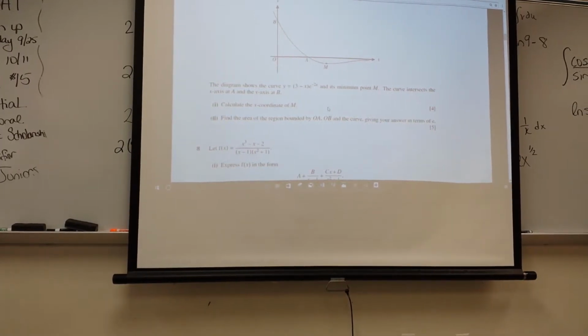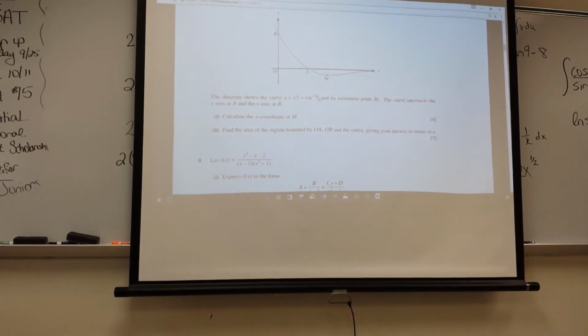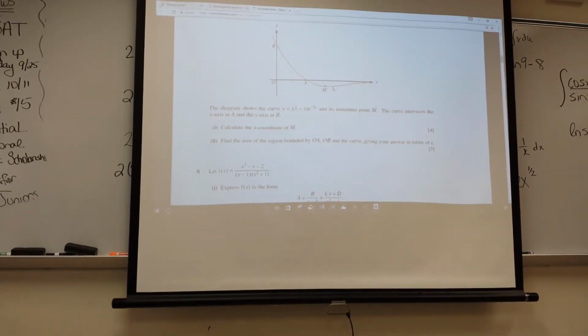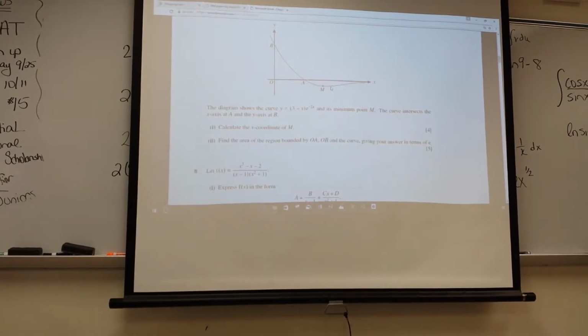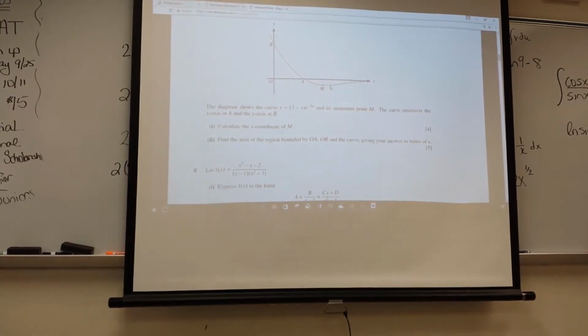Okay, so now look at this one up here. The diagram shows y equals 3 minus x times e to the negative 2x, and its minimum is at M. Way back in the day, last year, I taught you how to find max and min. Does anybody remember how to do that? Take the derivative, set it to 0, solve for x, plug x back into the original, and solve for y.